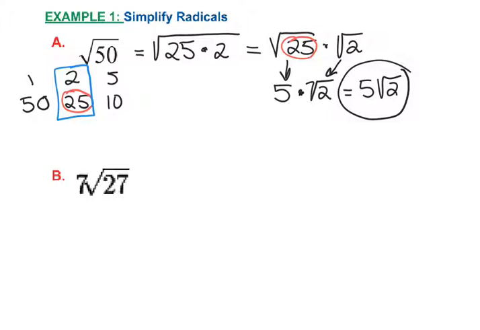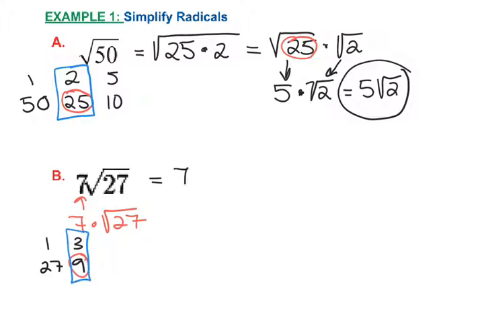When we have a number on the outside, that just means this is 7 times the square root of 27. So we're not going to deal with that number on the outside. We're just going to leave it there for a minute and take care of it in the end. So let's write our factors of 27. 1 and 27, 3 and 9. Which number is the perfect square? 9. So this is the factor pair we're going to use.